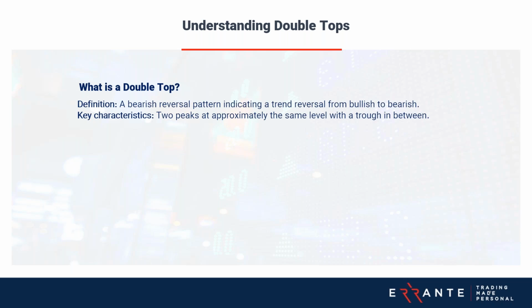Okay, what is a double top? A double top is a bearish reversal pattern. It signals a potential trend reversal from bullish to bearish, essentially. This pattern suggests that the market may be shifting from an upward trend to a downward trend. It's important to note that the double top is one of the most reliable reversal patterns and is commonly used by traders to identify potential selling opportunities.